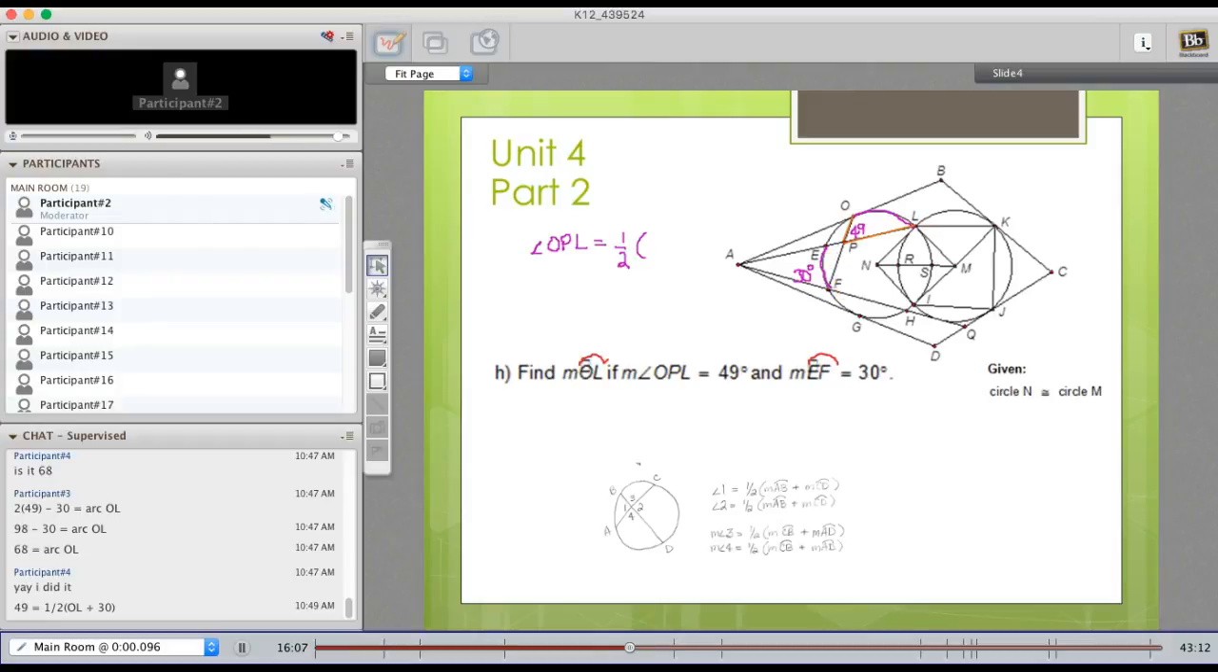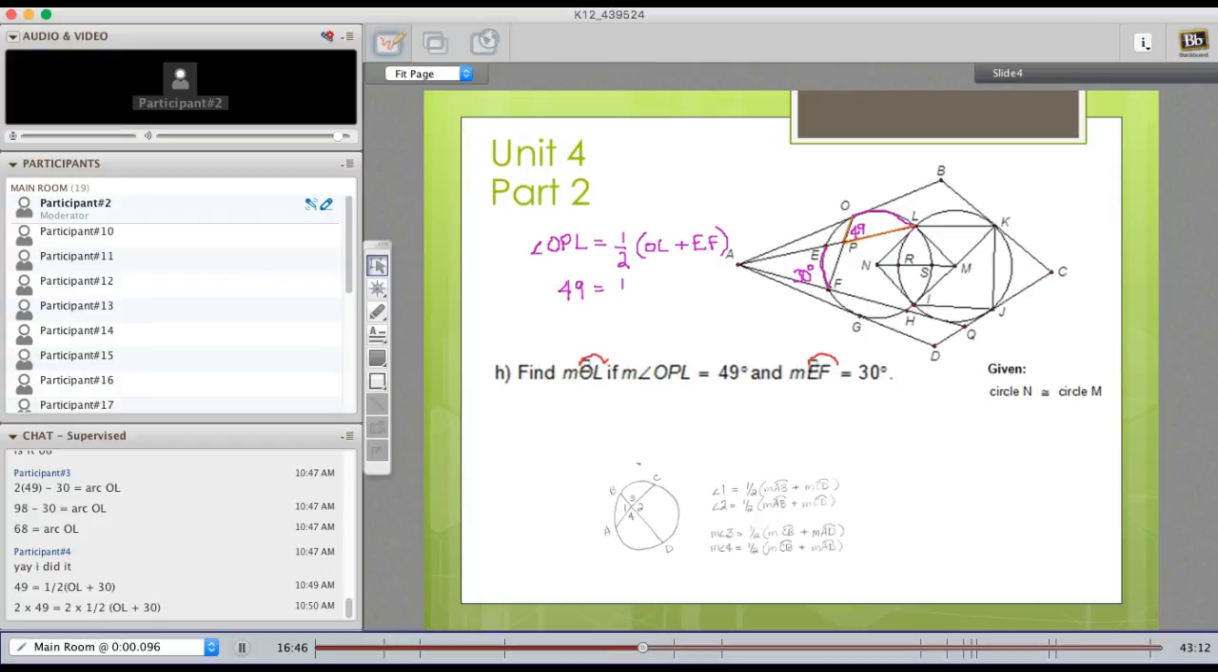Do you guys see the pattern there? This one's kind of tricky. That's why I tried to put some that I thought you might struggle with a little bit, just because it's kind of hard to see what the pattern is here. So the pattern is, if we look at angle 4, for example, you're going to take half of arc AD plus BC, and that's going to equal angle 4. Or if you wanted angle 3, you take half of arc BC plus arc AD. Okay? And then we plug it in, so we know that angle OPL is 49.